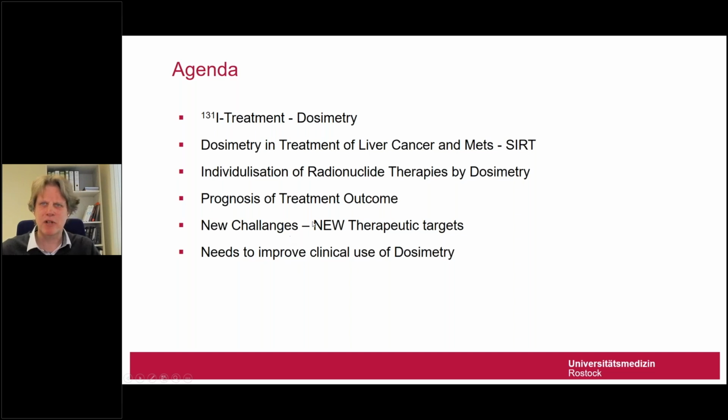I will start on safe grounds, with some examples of dosimetry used in the treatment of benign thyroid diseases. I will show something about the dosimetry in the treatment of liver cancer using the well-known THERT. And then I will focus on the individualization of radionuclide therapies by dosimetry, if this is possible. I will talk a little bit about the prognosis of the treatment outcome and new challenges, since we have new therapeutic targets on the market, and then what is needed to improve the clinical use of dosimetry.